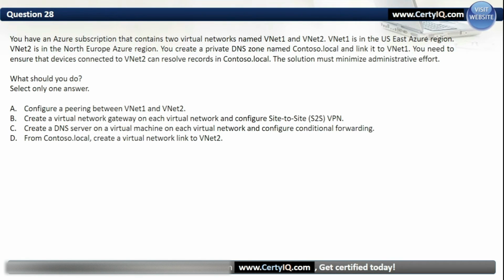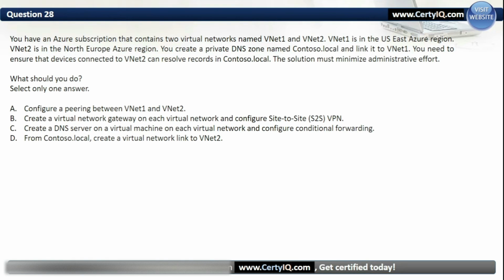Question 28. You have an Azure subscription that contains 2 virtual networks named VNet1 and VNet2. VNet1 is in the US East Azure region. VNet2 is in the North Europe Azure region. You create a private DNS zone named contoso.local and link it to VNet1. You need to ensure that devices connected to VNet2 can resolve records in contoso.local. The solution must minimize administrative effort. What should you do? Select only one answer.